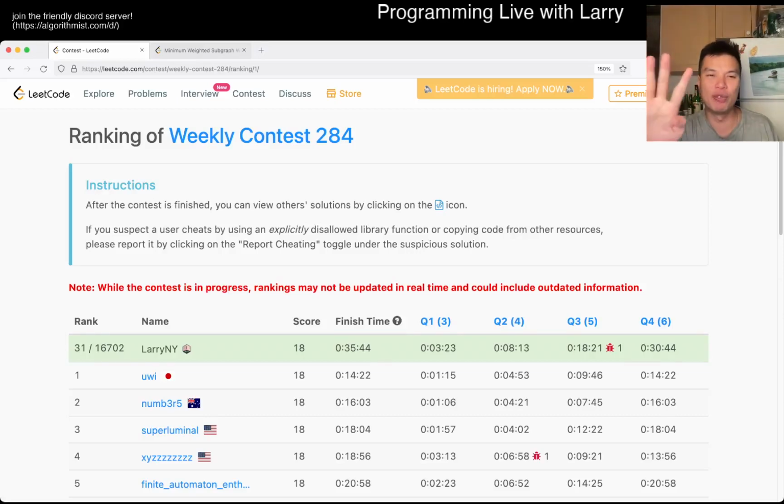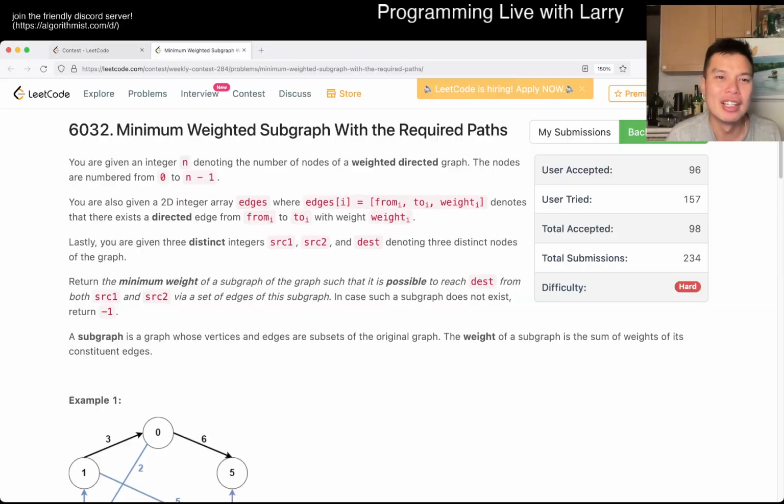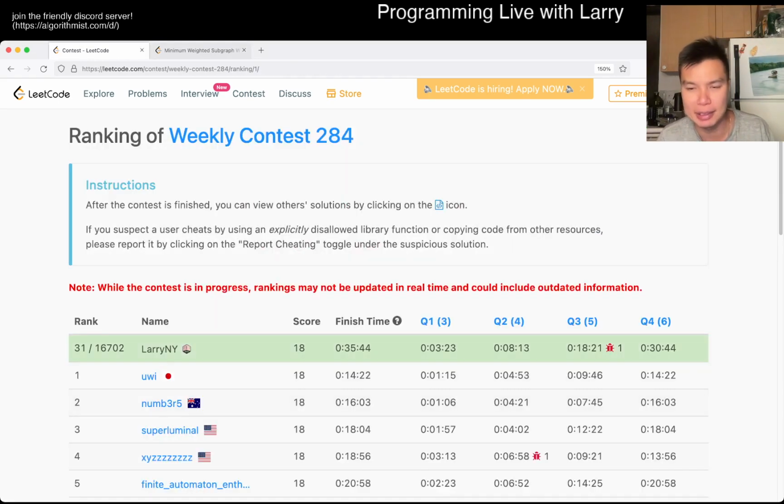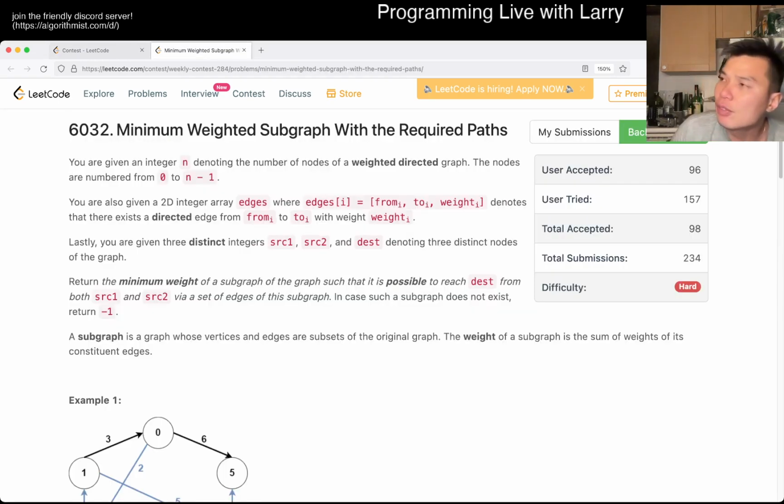This is me going with Q4 of the weekly contest 284, minimum weighted subgraph with the required paths. So this one was very tricky for me. I spent 12 minutes here. I don't think I spent that much time coding per se. Maybe I did, we'll have to see. And you could watch me solve it live during the contest after the explanation.